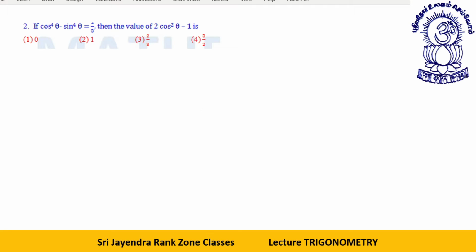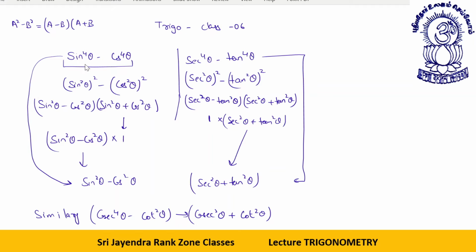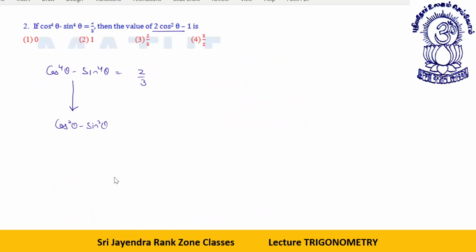So the next question we have is: we are given cos 4 theta minus sine 4 theta is equal to 2 by 3. You have to find this value. What did I tell you, dear students? This will be directly written as cos square theta minus sine square theta, if you remember. Look, if you don't remember, I can show it to you. Sine 4 minus cos 4 will be written as sine square minus cos square. Similarly, cos 4 minus sine 4 will be written as cos square minus sine square. This is 2 by 3.